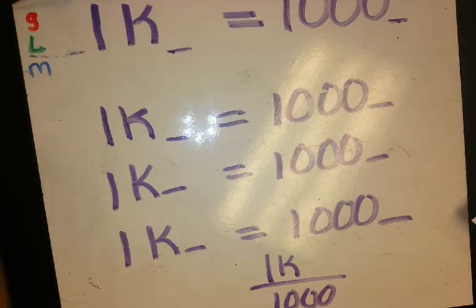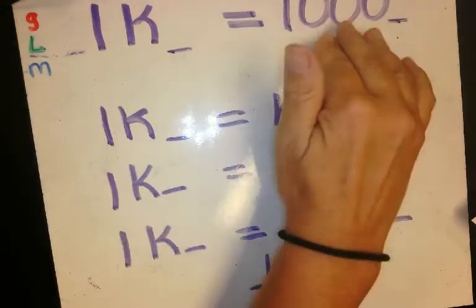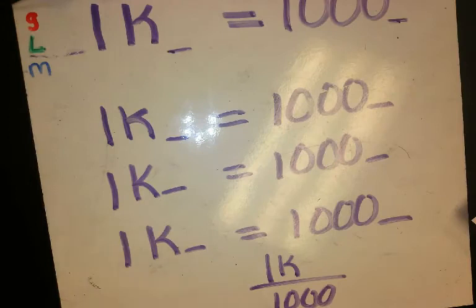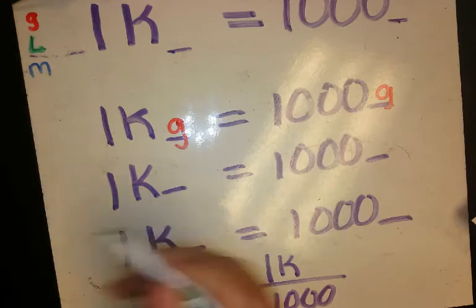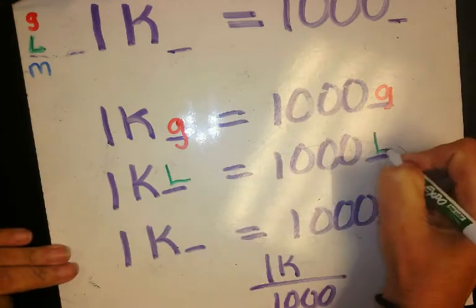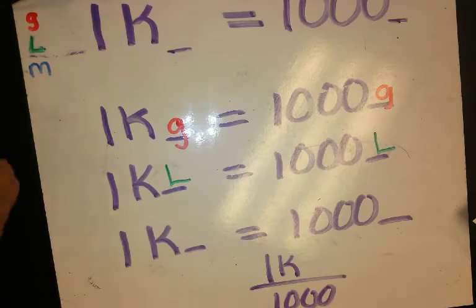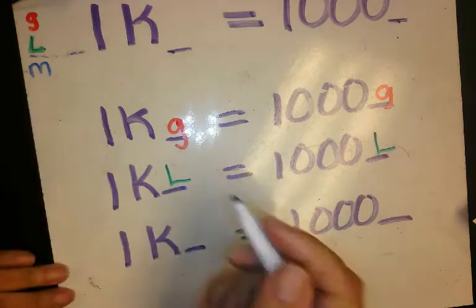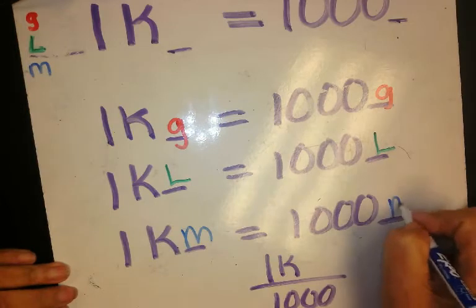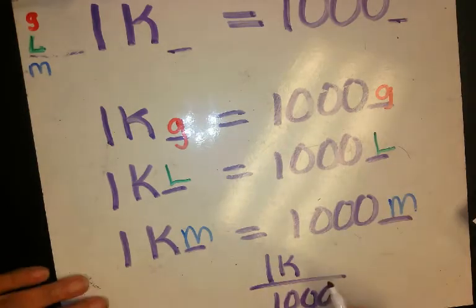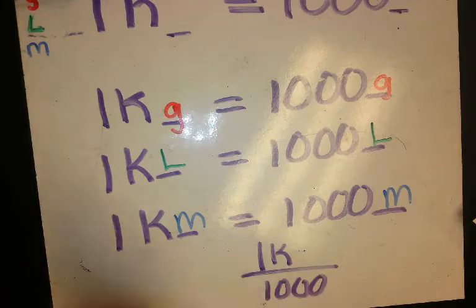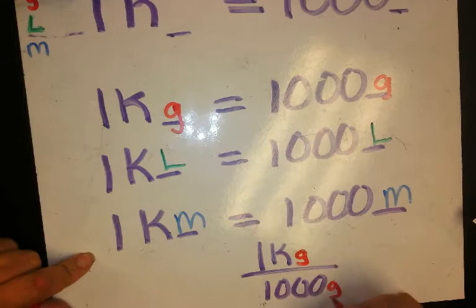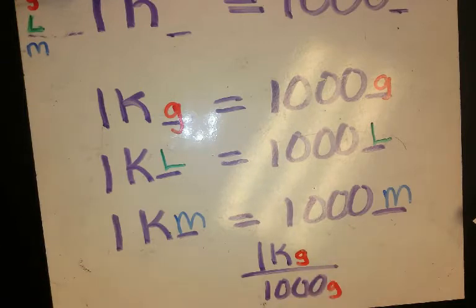So these are interchangeable. 1 kilo anything equals 1,000 of that base unit. What does that mean? That means 1 kilogram equals 1,000 grams. Okay? 1 kiloliter equals 1,000 liters. And then we have 1 kilometer equals 1,000 meters. So when I make my conversion factors, a kilo, let's just switch that to grams. 1 kilogram equals 1,000 grams. And I can interchange my bases depending on the type of measurement I'm using.